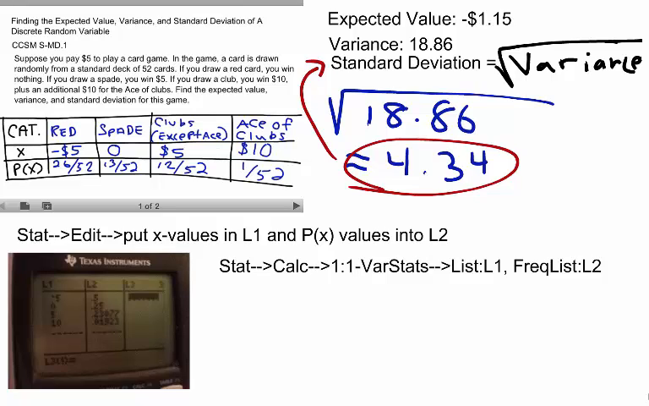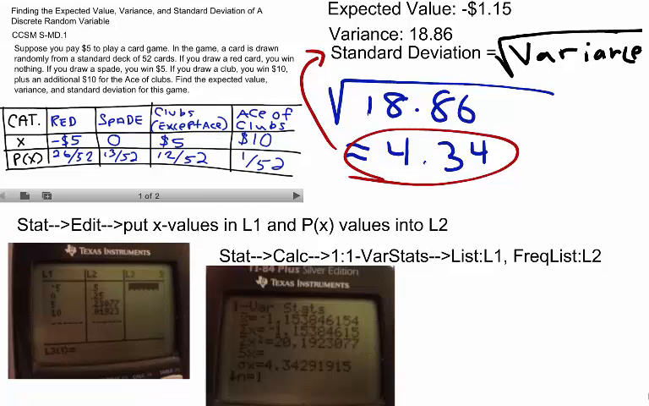Next, you're going to press Stat, Calc, Option 1, which is 1 variable statistics. And for list, in that field you should have L1. In your frequency list, you should have it set to L2. You can set them by hitting the second key and then the 1 key for L1, or second, 2 for L2. Then press Enter, and here are the results.